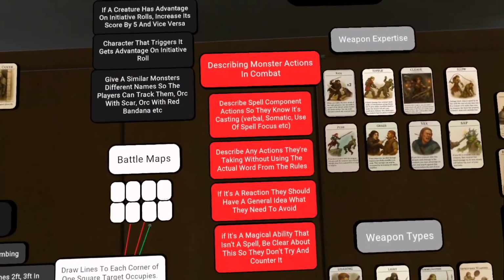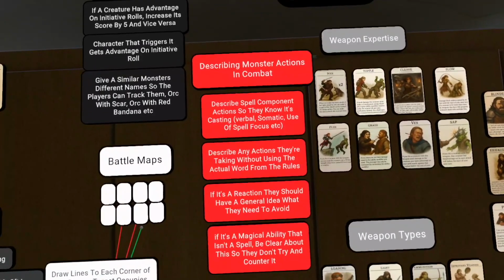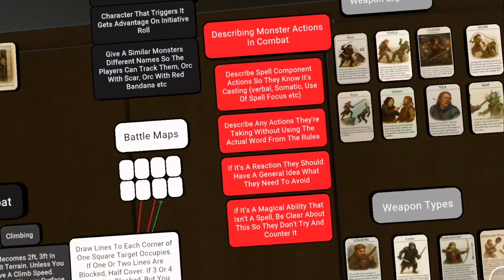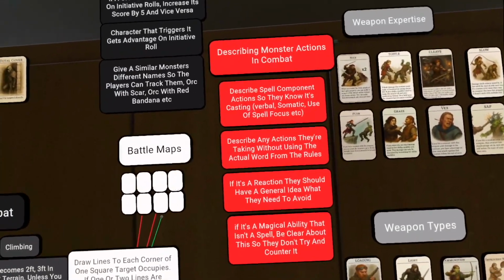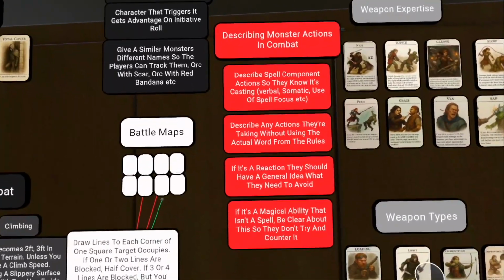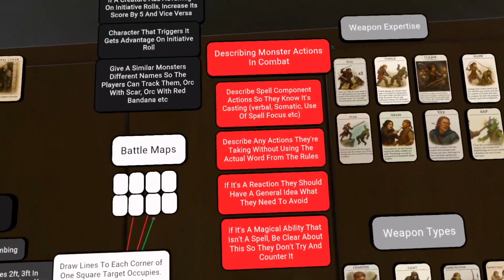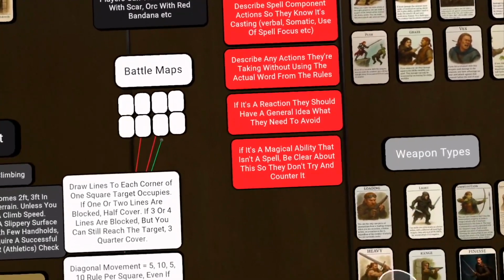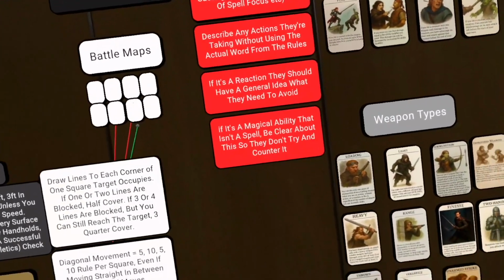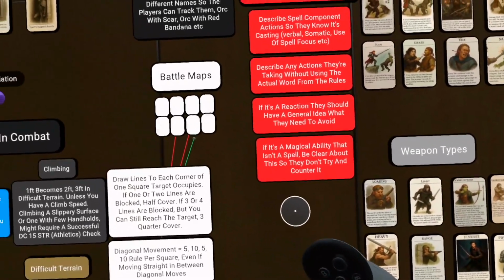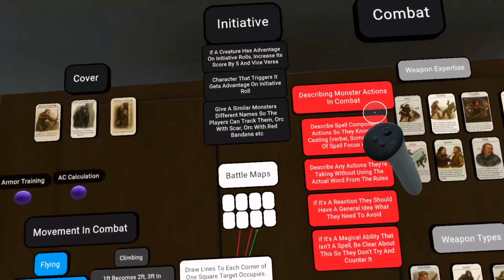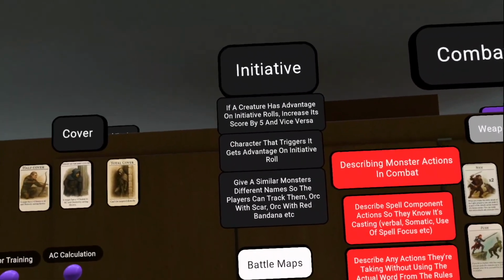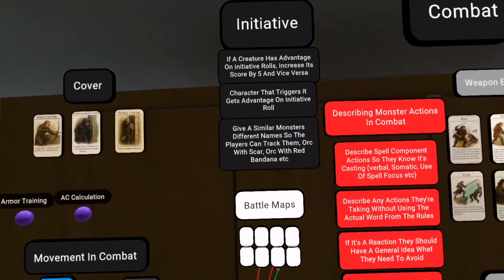Oh yeah, this is basically telling you that as a dungeon master, you have to describe what the enemy is doing so the players know what's happening. So if there's a spell happening, you have to describe that spell components are being used. The orc starts to chant or whatever, just so the players know that it's a spell being cast and they can react to it. If it's a reaction the enemy is taking, they've got to have a general idea about what they need to avoid. So reactions aren't just being taken by the enemy in the dark. Some information about initiative here and how initiative works.